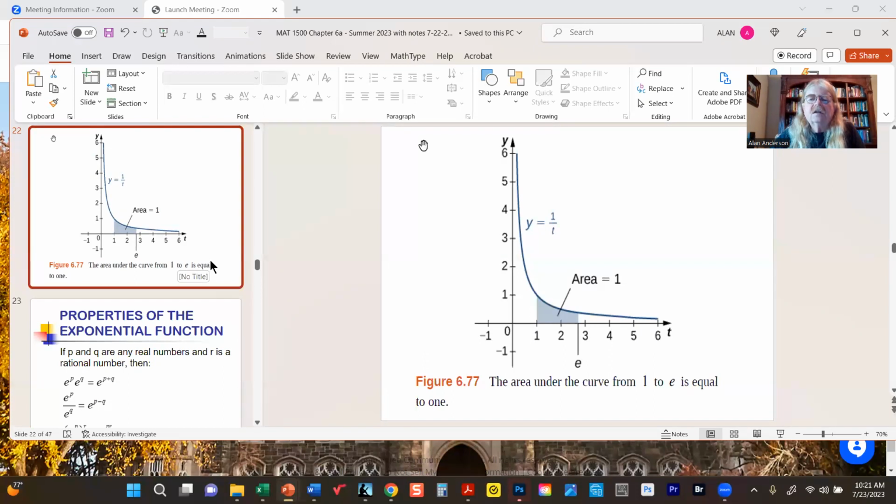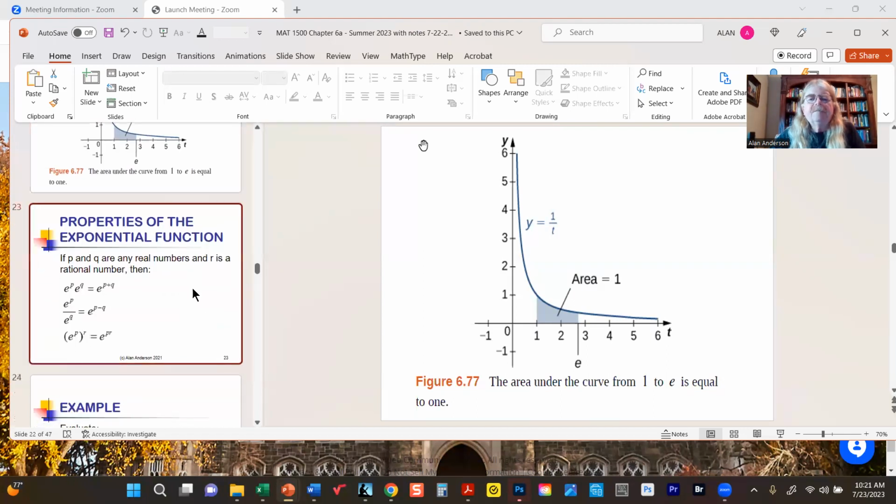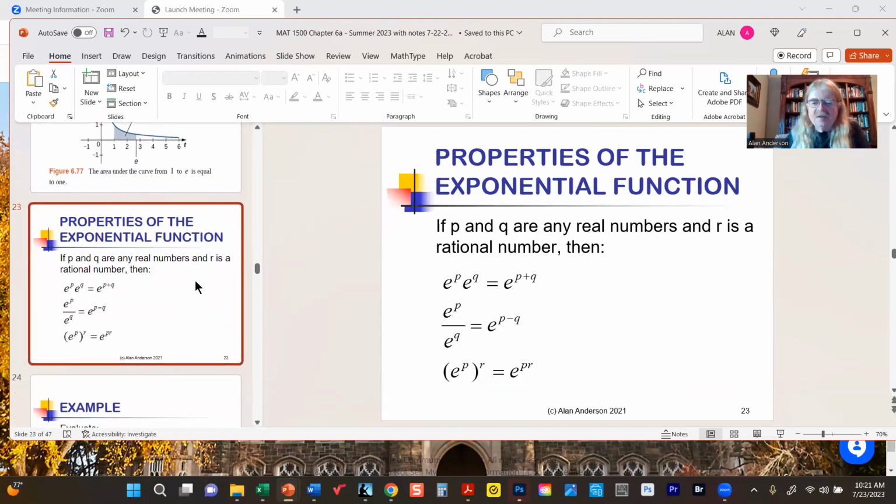So the area under the curve from 1 to e is equal to 1. And of course, we can also do the same thing with exponentials. Don't forget these important properties, e to the p. Now, the reason why we're able to do this, by the way, is because they're both the same base. Okay, this would be true for any numbers.